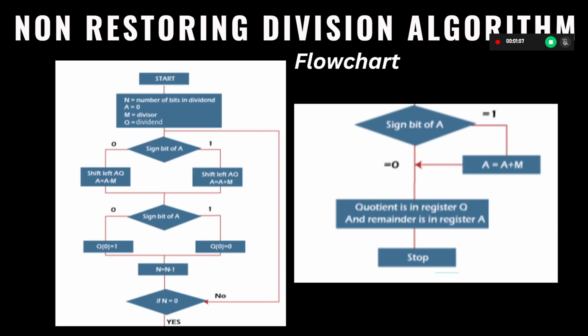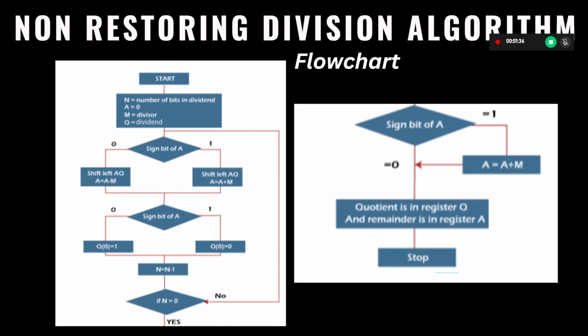So now step 4 is we again check the sign bit of A. If this bit of register A is 1, then Q0, which is the least significant bit, will become 0. If this bit is 0, then Q0 will become 1. Here Q0 indicates the least significant bit. And the next step is after that the value of n will be decremented. Here n is used as a counter.